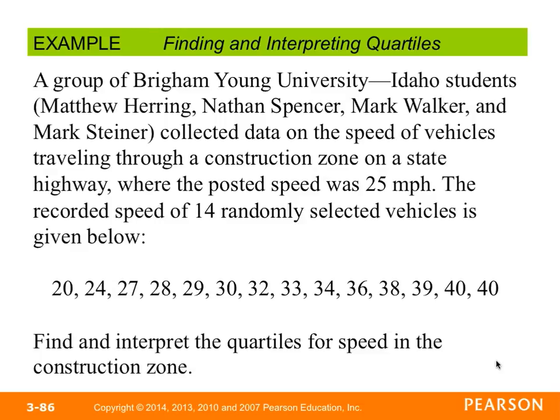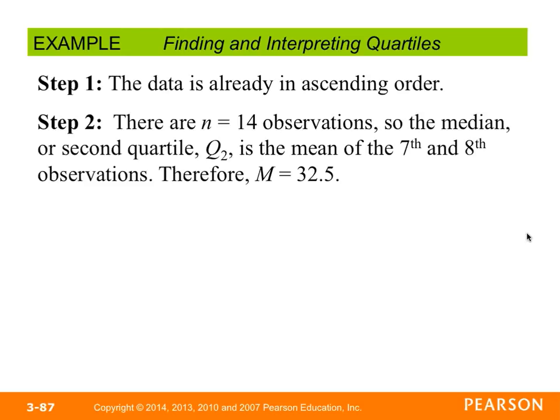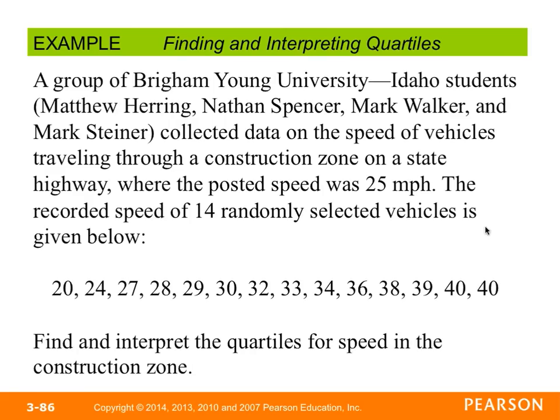So a group of Brigham Young University, Idaho students collected data on the speed of vehicles traveling through a construction zone on a state highway where the posted speed was 25 miles per hour. The recorded speed of 14 randomly selected vehicles is given below. We want to find and interpret the quartiles for speed in the construction zone. So it's already in order, so all we have to do is just look at it.